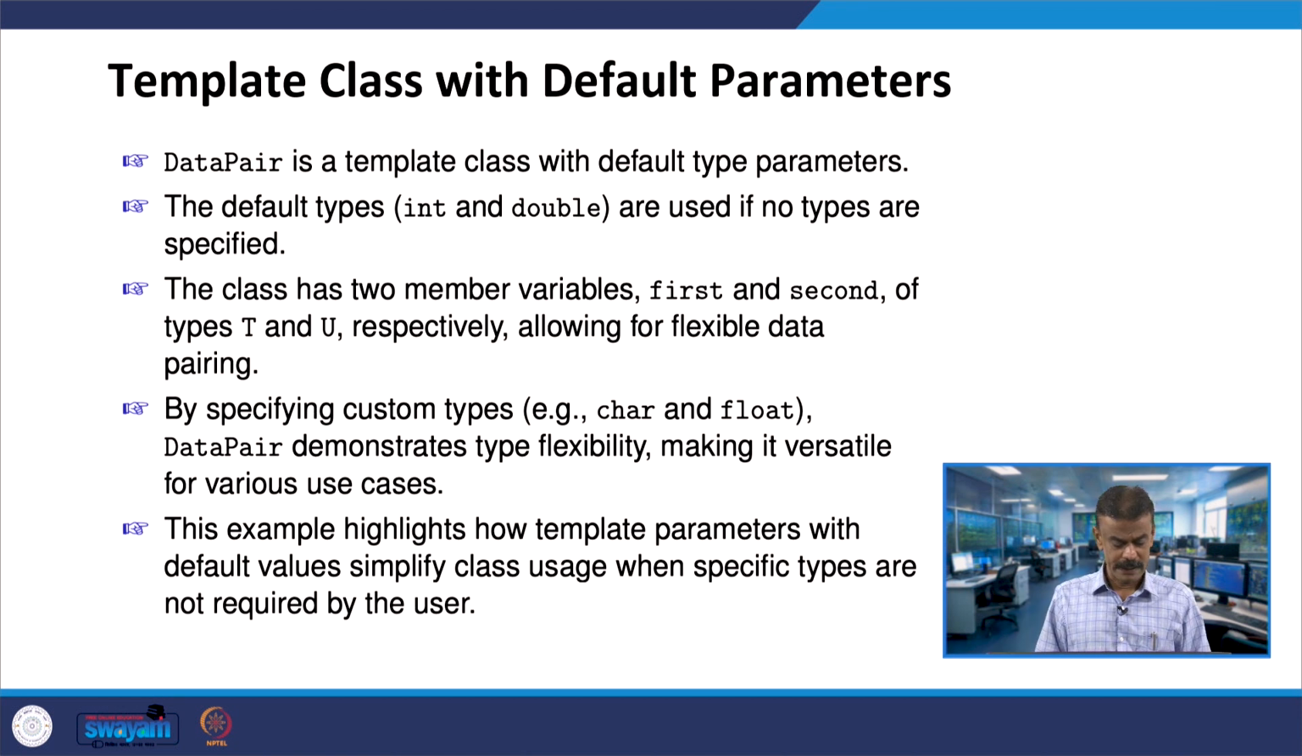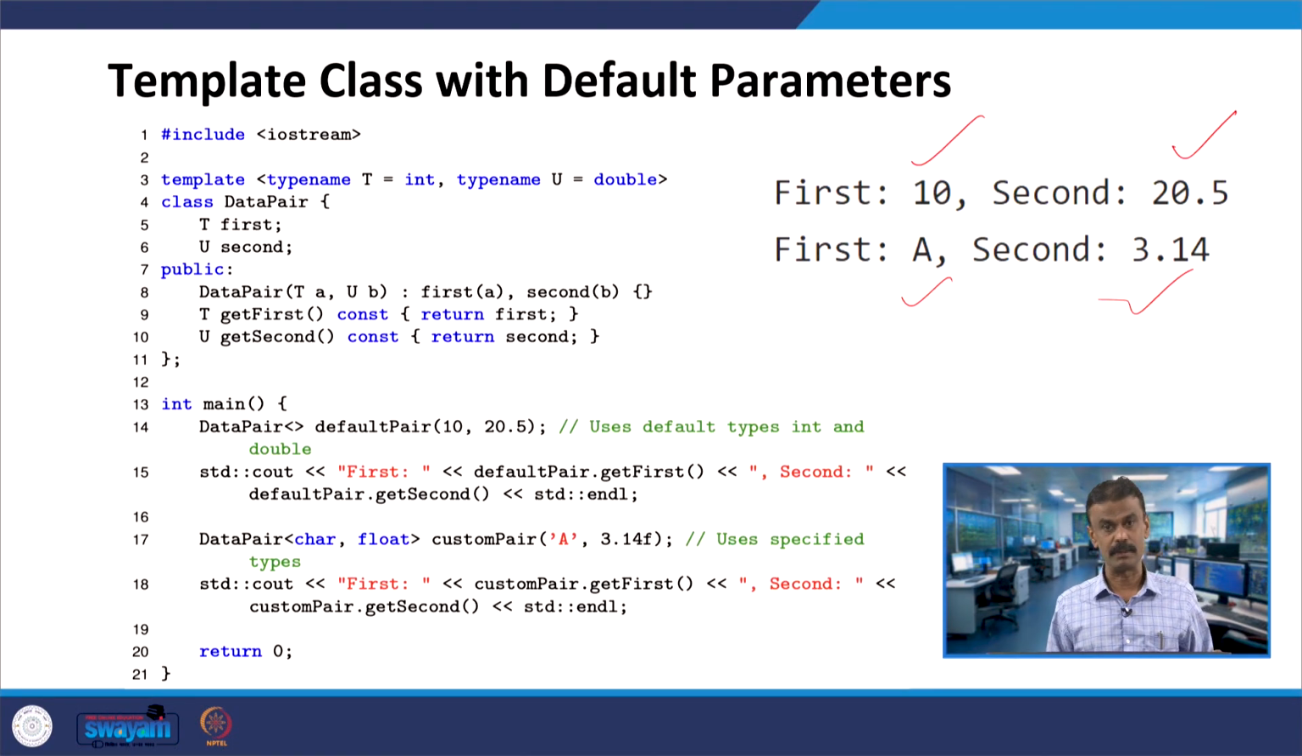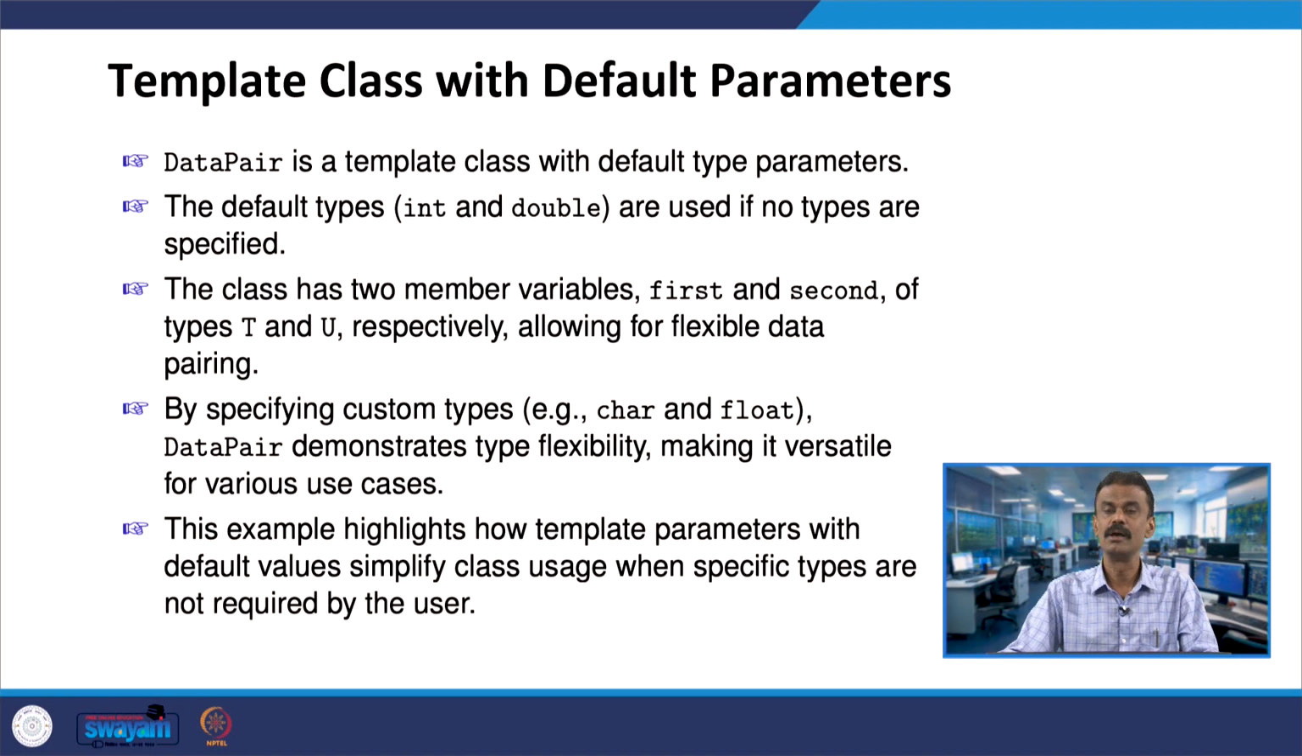So, I have completely done that. When you are seeing your notes, what exactly have we done? If you put only the angle brackets, it will be considered as default. In this case, default was integer and double, and you may ask the question, can we use this T and U for other data types?